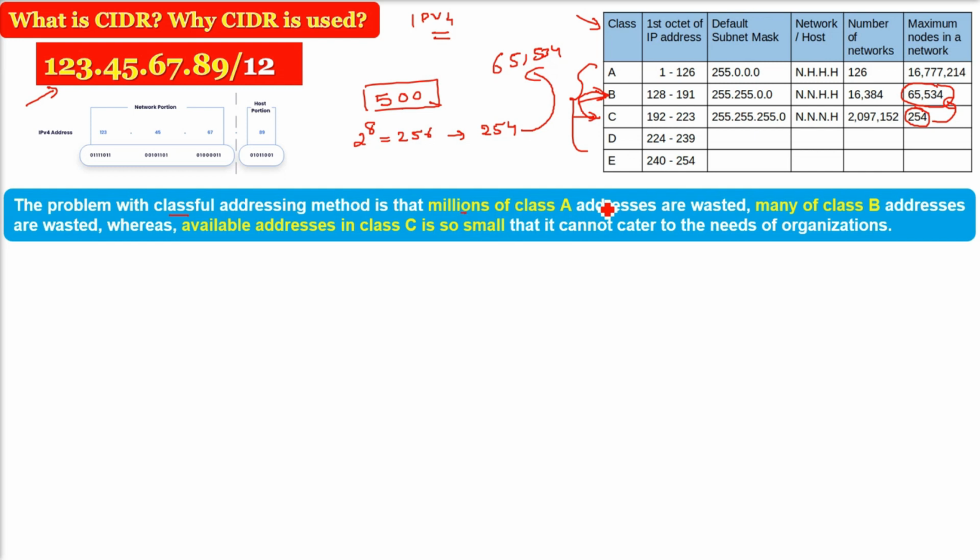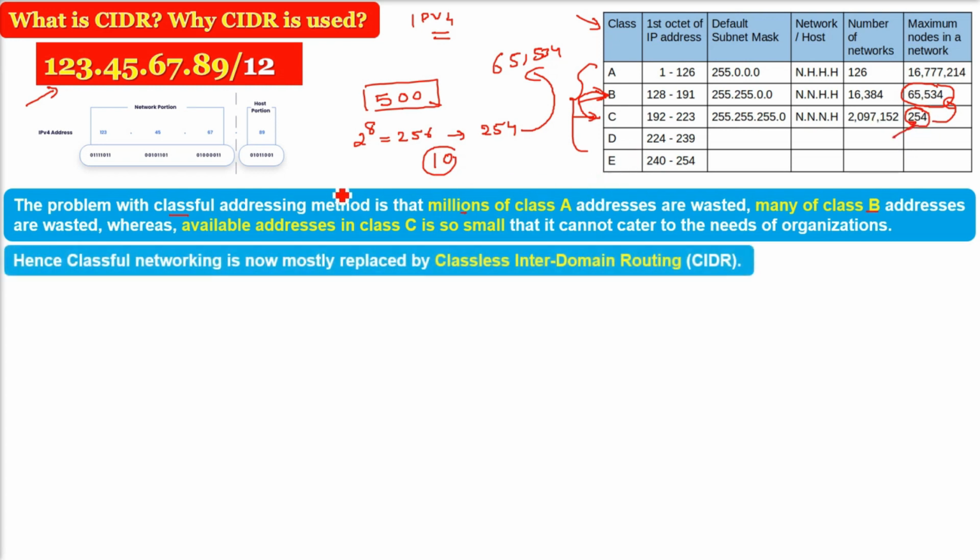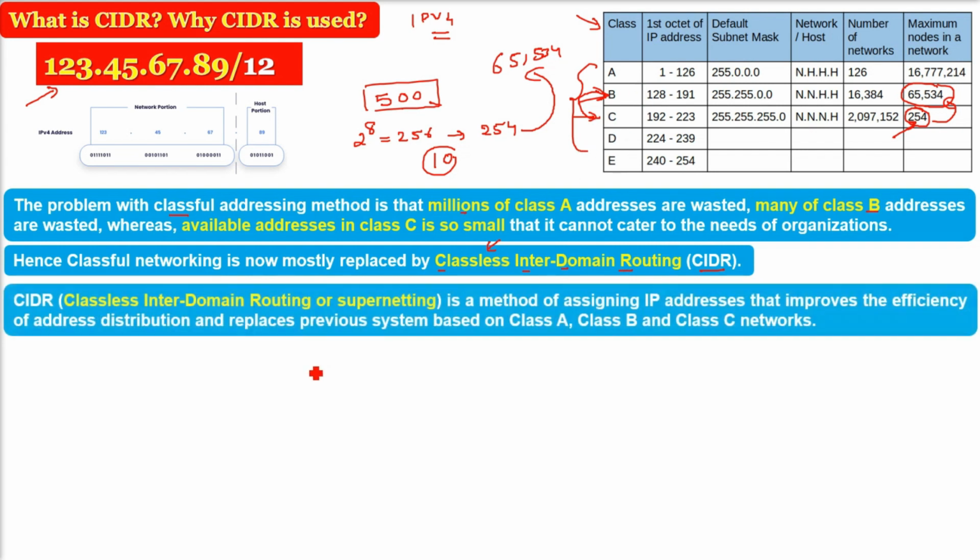There are millions of class A addresses, then various class B addresses, and class C addresses, and class C addresses are too small. Sometimes organizations find them very small. So in order to get rid of this problem, classful networking has now gone to CIDR, which is classless inter-domain routing. We also call it supernetting.